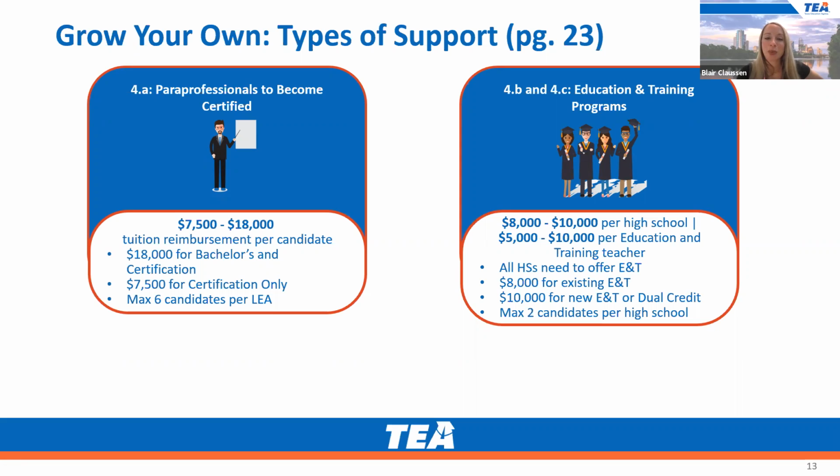For this type of support, all high schools within the LEA would receive funding to offer these courses. If the high school has offered education and training courses before and would like this grant to support and grow their program, the high school would receive $8,000. If the high school has never offered education and training courses before, it would receive $10,000.